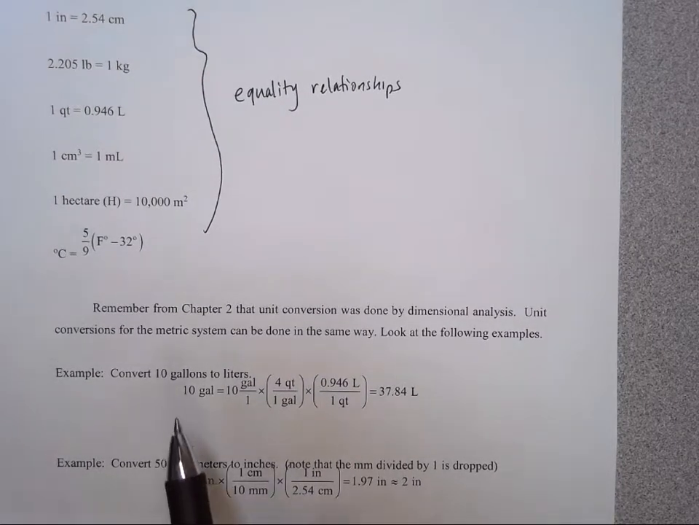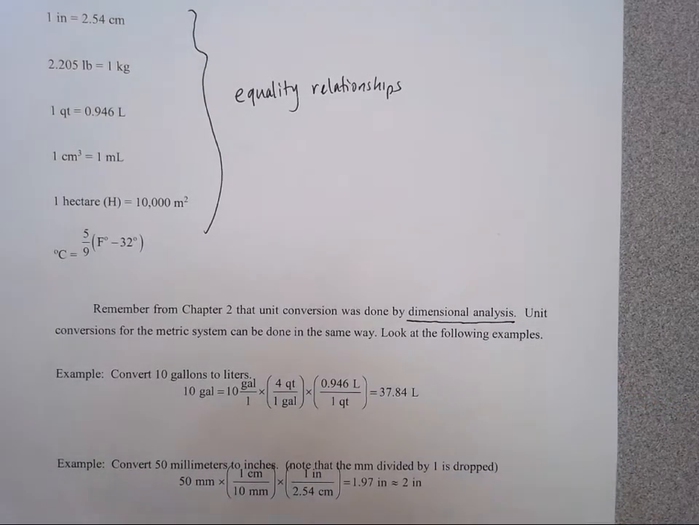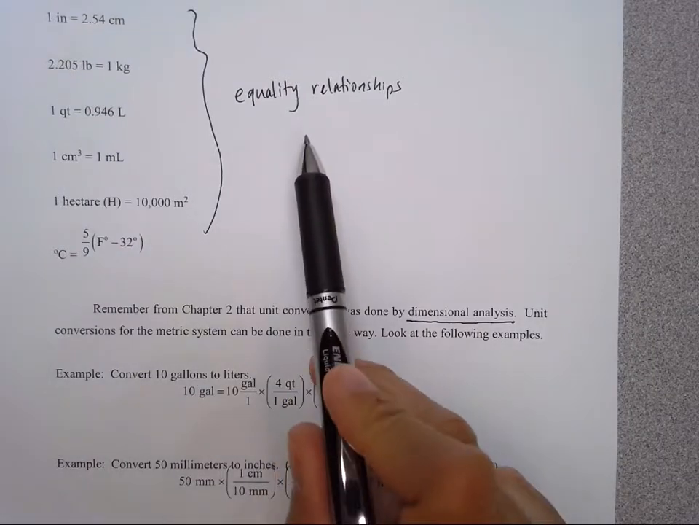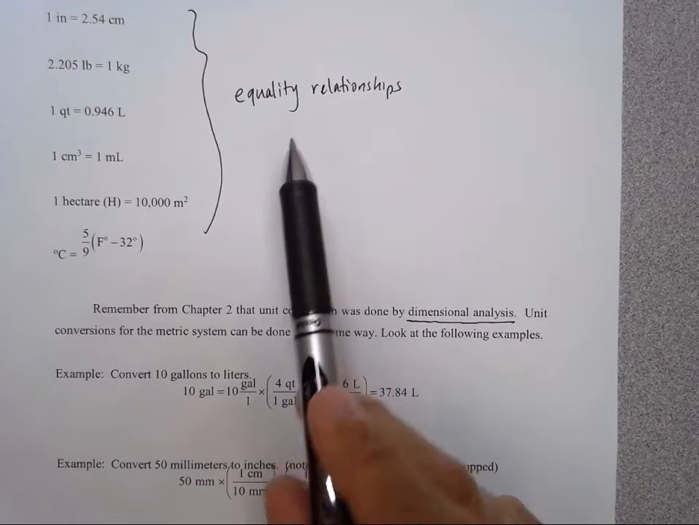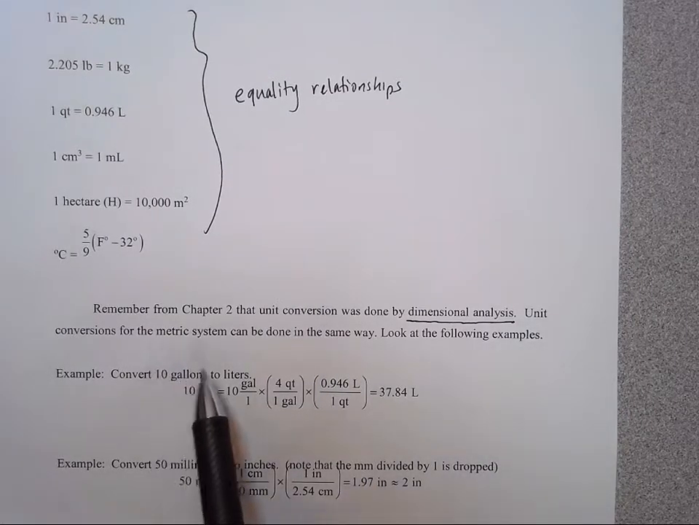Remember that from chapter 2, unit conversion was done by dimensional analysis, which sounds really complicated, but if you remember, it's just a method of multiplying by these equality relationships in order to be able to cancel out the units. So unit conversions for the metric system can be done in the same way. Let's look at a couple examples here, and then I'm going to have you do a problem too.